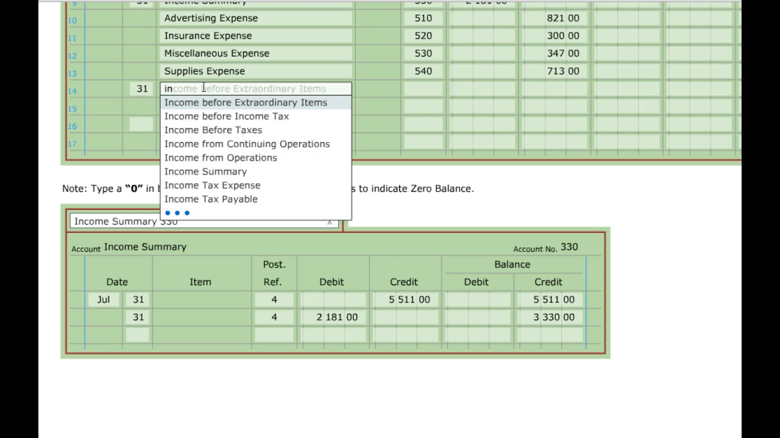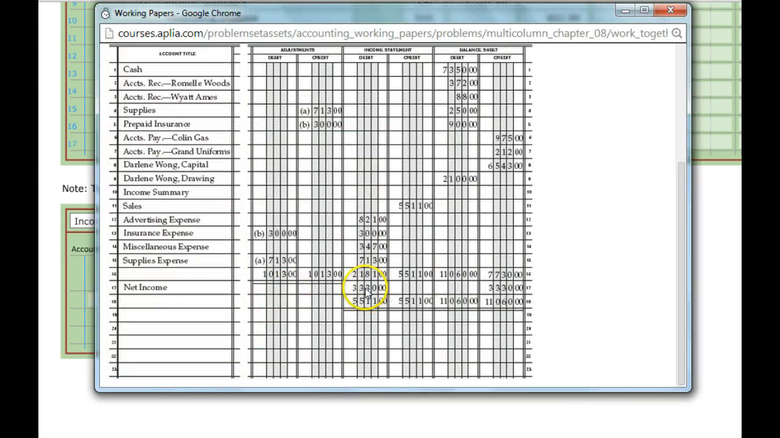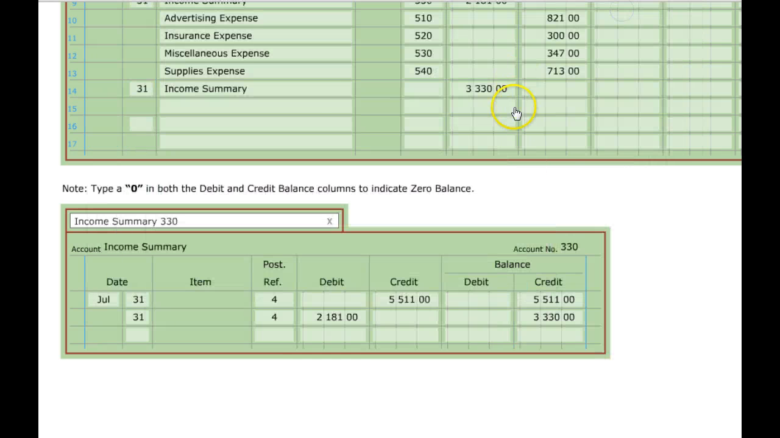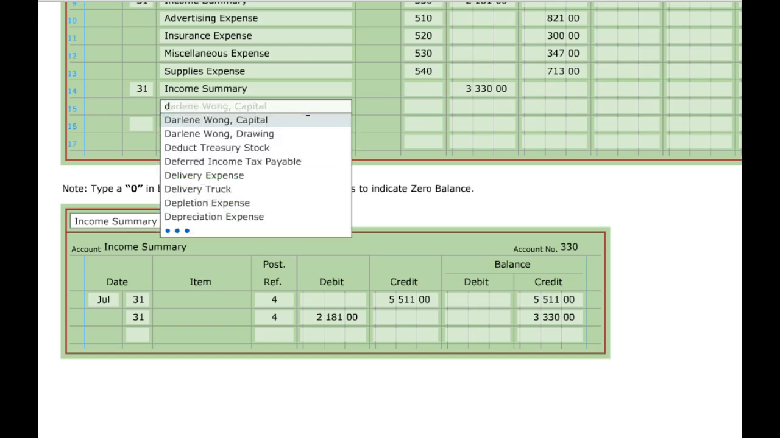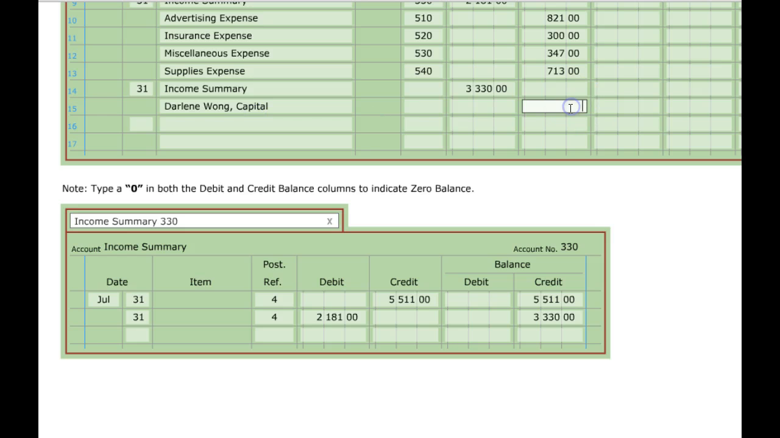So I'll put down income summary, all right, and I'm going to put down 3,330. Okay, now if you also remember, we need to credit something. Now net income, if you remember, net income right here, this amount right here was also credited, okay, eventually into the capital account. Okay, so net income has a direct impact on capital. So that is why we're going to put Darlene Wong capital. Okay, so we'll put Darlene Wong capital 3,330.